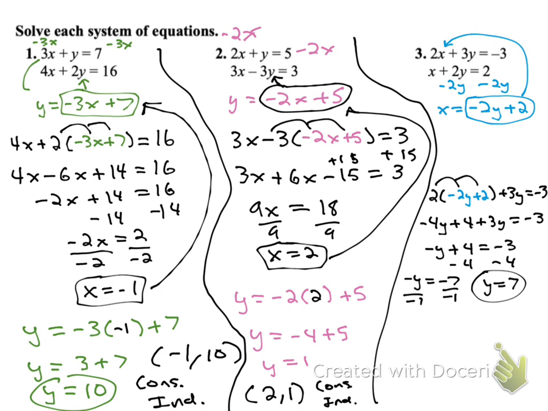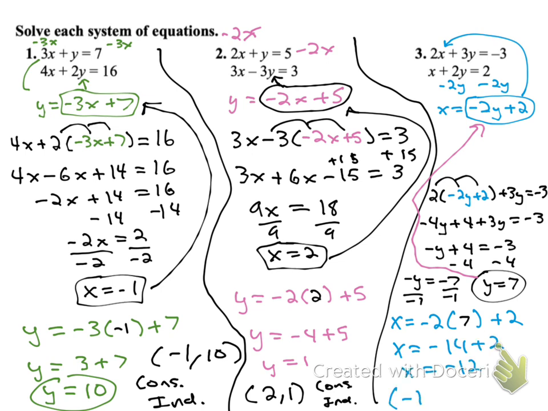Next step there, I'm going to take y equals 7 and plug it back into one of the originals. I plugged it back into the blue equation. X equals negative 2 times 7 plus 2, which gives you x equals negative 12. So the answer is negative 12, 7. It is consistent and independent.